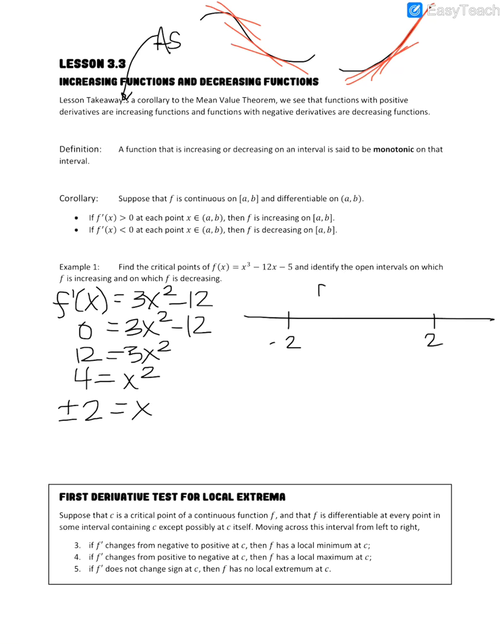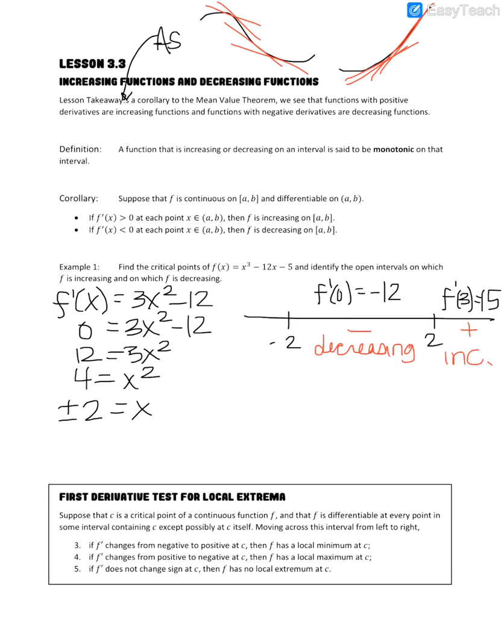All right, let's try 0. F prime of 0. So if I plugged 0 in, I would get negative 12. Okay, so what that means is that in this interval from negative 2 to 2, since it is negative, the function is decreasing here. All right, let's look at f prime of 3. Okay, so if I have f prime of 3, 3 squared is 9. 9 times 3 is 27. 27 minus 12 is 15. Positive. So increasing.